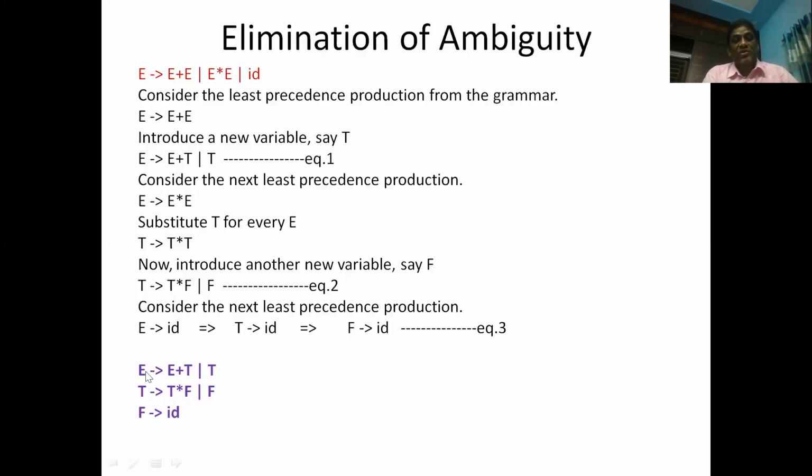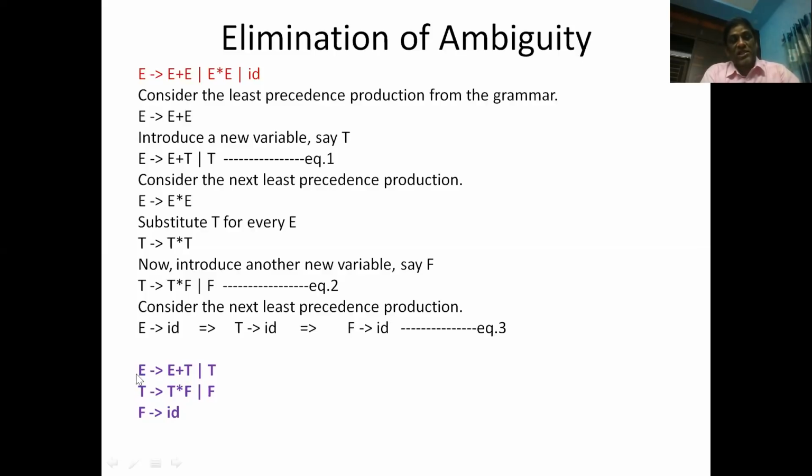So there is no ambiguity now. You can use this grammar to produce the same string to check whether ambiguity is there in the grammar or not. Okay, you can check it. That is an exercise left for you. I think this is also available in your notebook. You can refer to your FLAT notes.